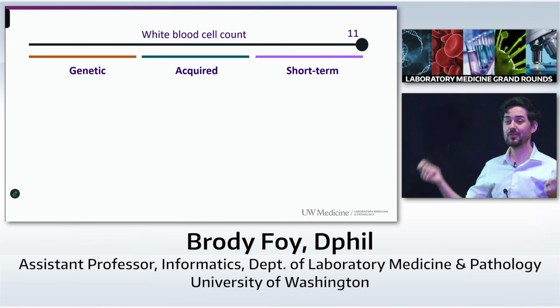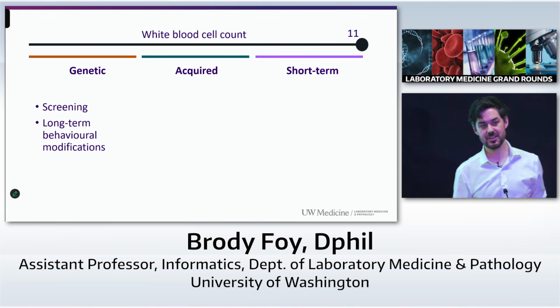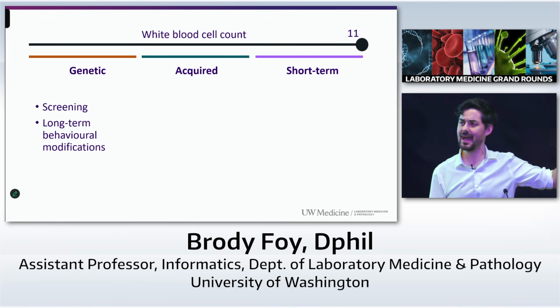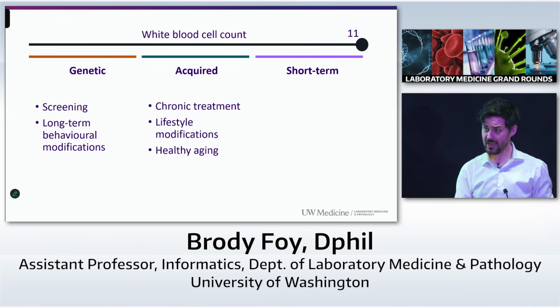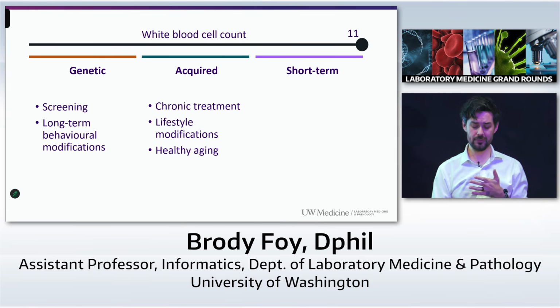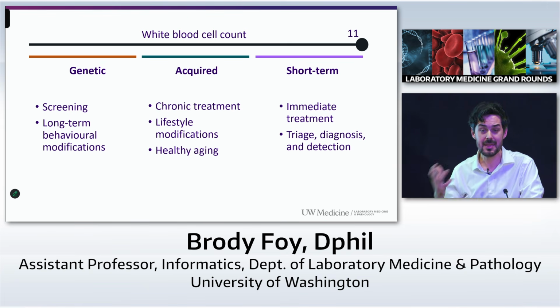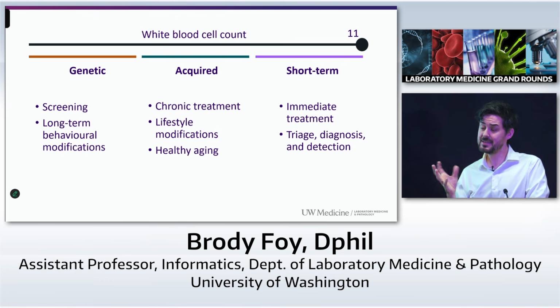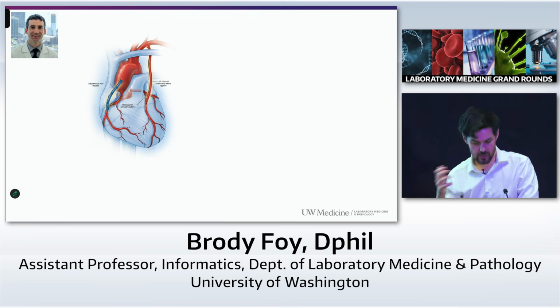And look, we're measuring those three things simultaneously, and ideally we want to separate them out because, hey, the genetic part, that's informing screening and long-term modifications. The acquired part is about chronic treatment and just understanding what healthy means as you age, because normal is not a static concept. And then the short term is triage and detection and diagnosis and immediate treatment. And so ideally, what I want to think about is, particularly for these common tests like blood counts and metabolic panels and the bread and butter stuff, how we can better separate those factors out. So let's start with the context specificity.